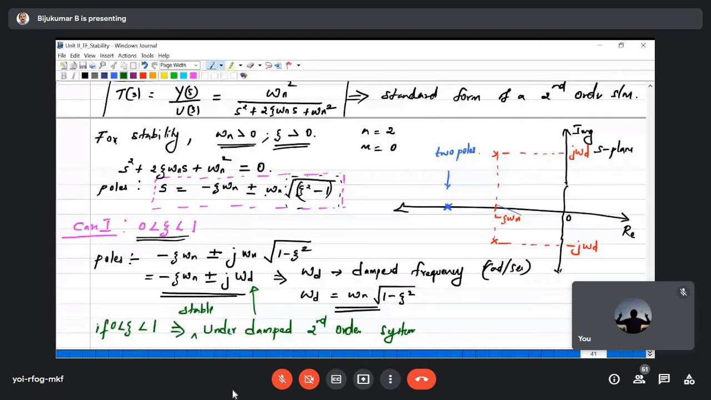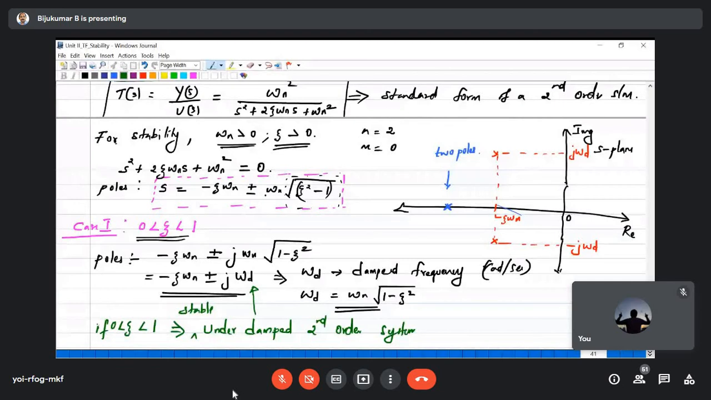So basically the second one will stay somewhere here, right? Because it is more negative. Both are negative. So this pole will be minus zeta omega n minus omega n into root of zeta square minus 1. So where will you locate the other pole, minus zeta omega n plus omega n root of zeta square minus 1?